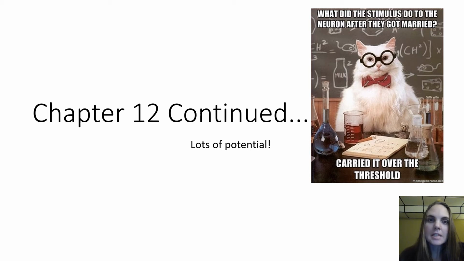All right, so we are continuing chapter 12, and this is the part of the chapter where things get exciting. We start talking about how impulses are going to actually travel throughout our body, thanks to membrane potentials. And this meme will make sense, hopefully, after this lecture is done.